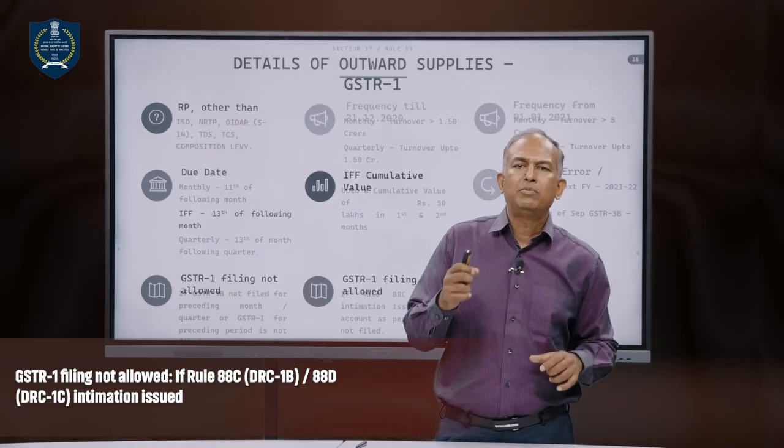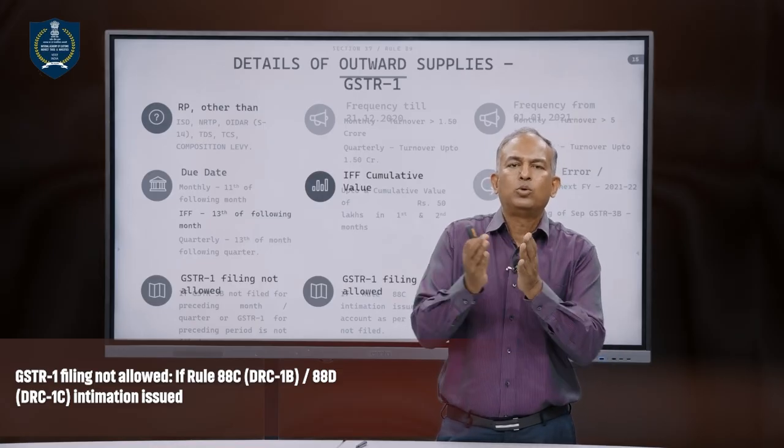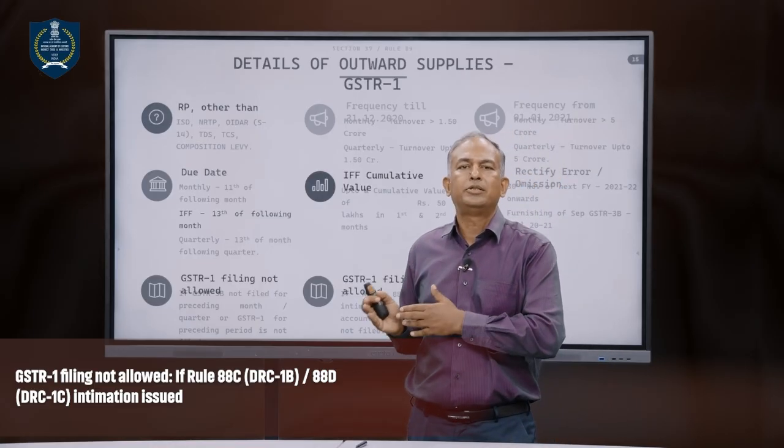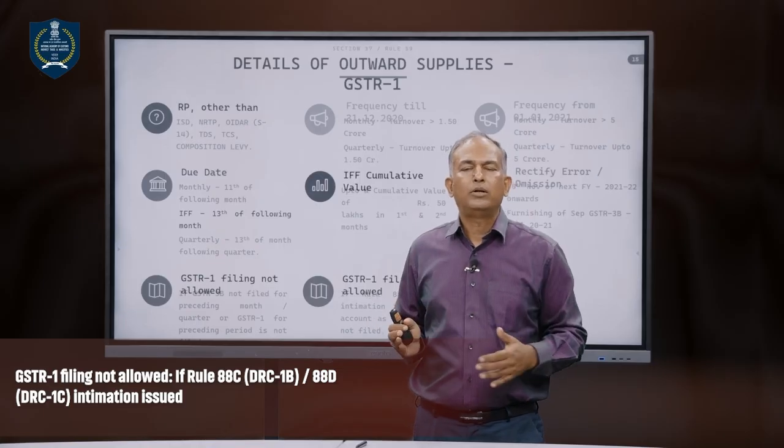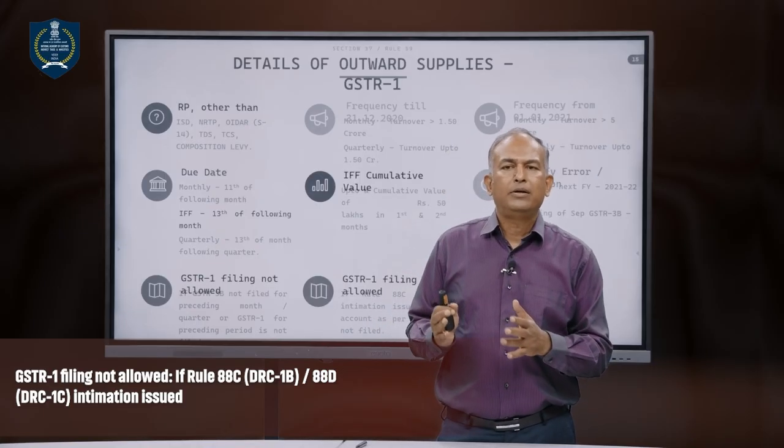If there is such a mismatch noticed, the system communicates it to the taxpayer in the form called DRC 1B, sorry, Rule 88C, DRC 1B.